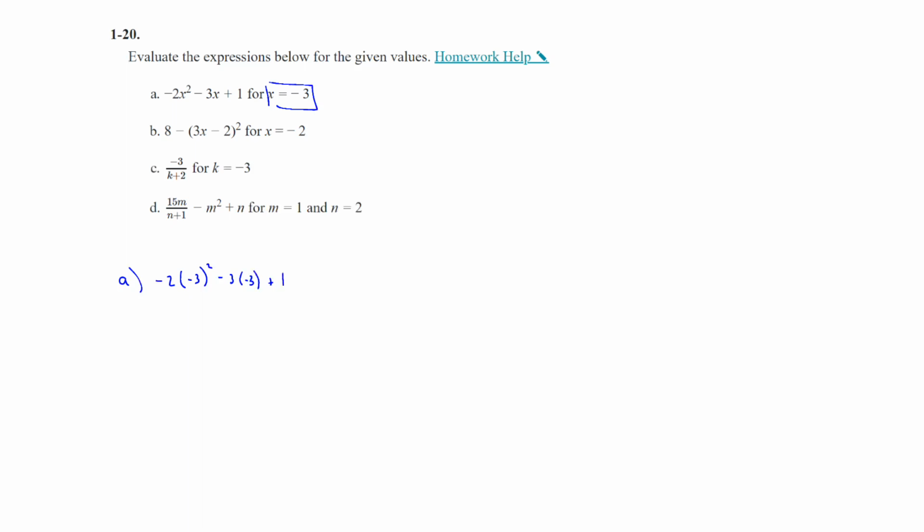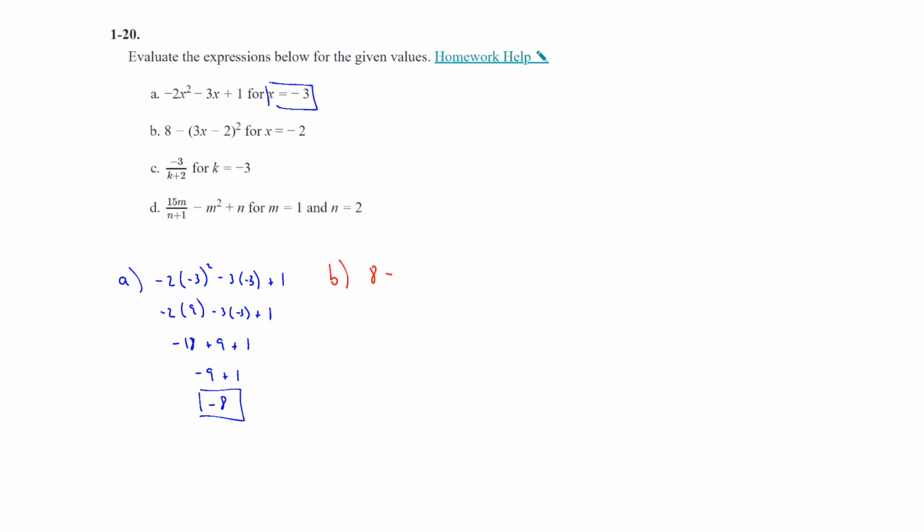Order of operations says do exponents first, so negative 3 squared is 9. Now we can do multiplication, so this would be negative 18. Now a negative 3 times a negative 3 is a positive 9. Then you add the first 2 to get negative 9 plus 1, and get the value of negative 8 when x is equal to negative 3.